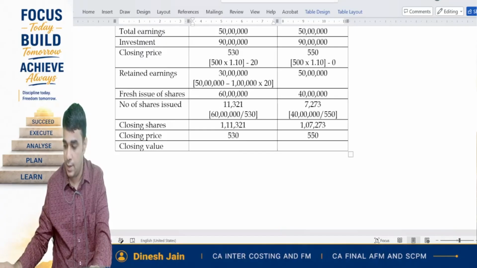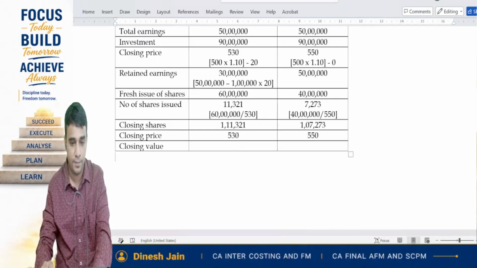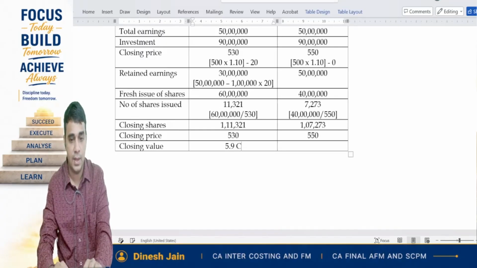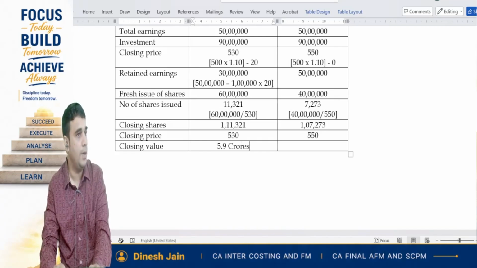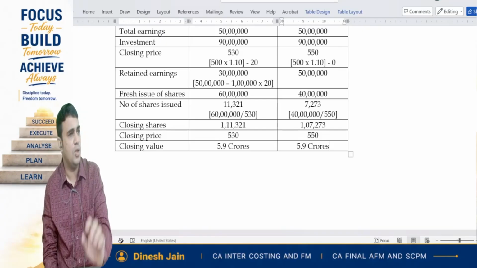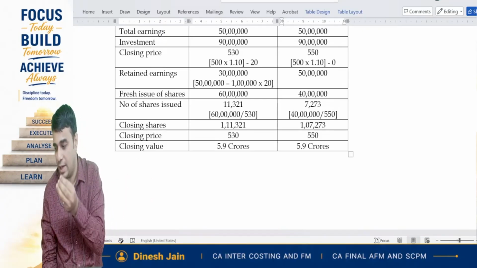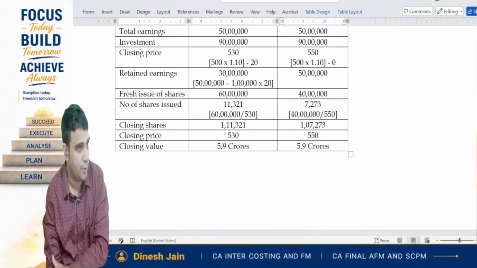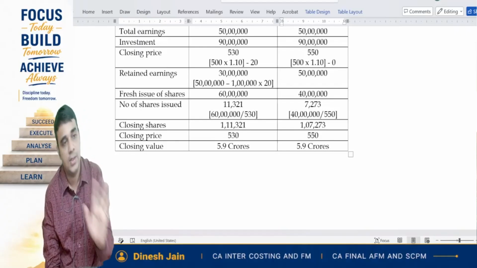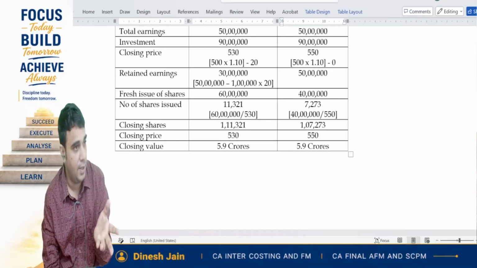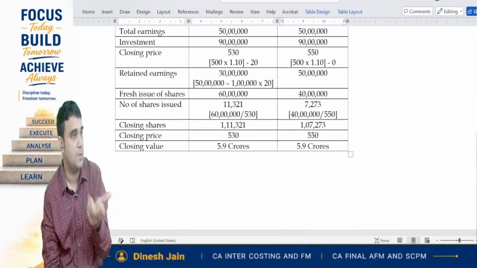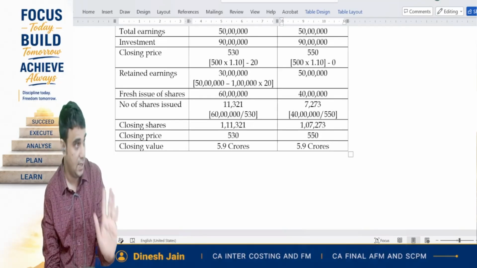111,321 into 530 is 5.9 crores. Other side will also be 5.9 crore. You will write the proper number. I've just written 5 crore. You can write 5 crore 90 lakh 130, rounded off to 5 crore 90. Any doubts in this? This is what MM said. Whether you pay dividend or you don't pay dividend, how does it matter? First, any doubts till this?